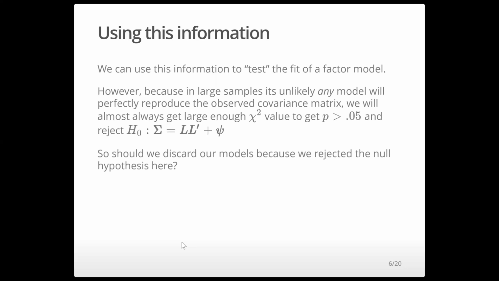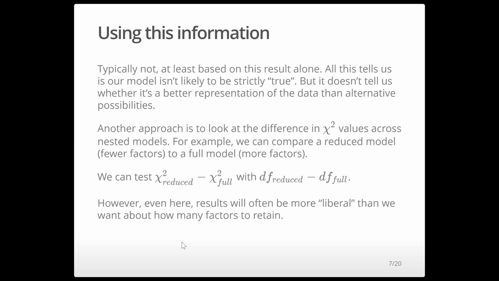But in large samples, it's unlikely that any model is going to perfectly reproduce the observed covariance matrix. So we're almost always going to have a large chi-square, and we're almost always going to get a p-value that's below 0.05, which would lead to rejecting the null hypothesis. So does that mean we should just discard our model just because we rejected the null hypothesis? Usually not. So this result alone is a very, very strict criterion. We would almost never have a factor model if we use this as our criterion.